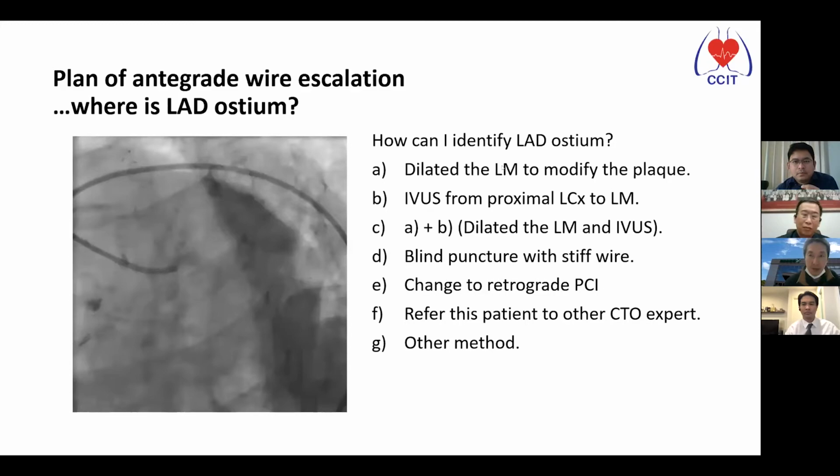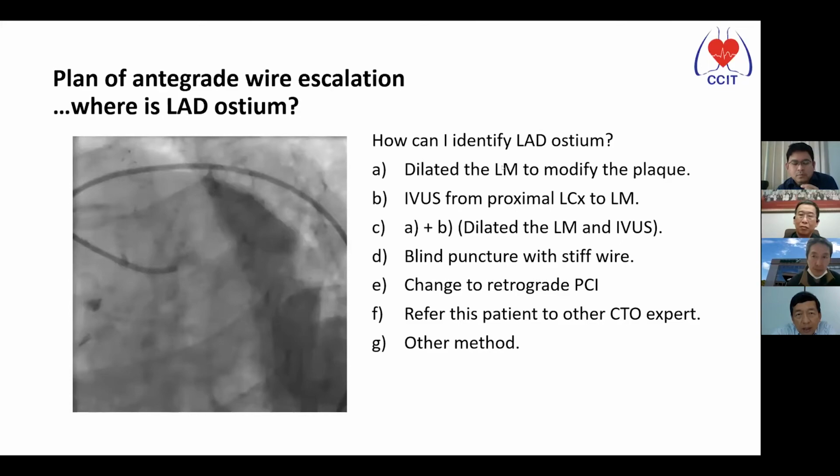Yes, I may have another option, because from the angiogram we cannot see clearly the proximal part or the ostium of the LAD. The best way maybe is like Dr. Nakamura said: dilate the left main, the circumflex, and then do the IVUS to identify the ostium.